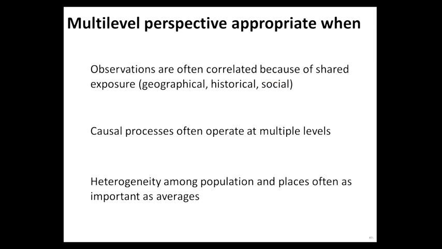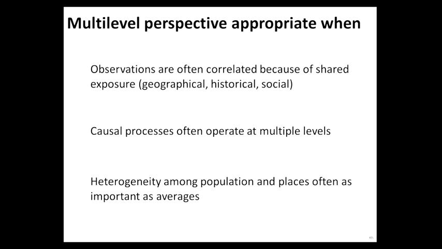So to wrap up, the take-home message from this module, from this part 3, is that multi-level perspectives are very appropriate when these 3 things are of importance to the researchers. Number 1, you find that the observations, or you anticipate that the observations that you plan to analyze, are correlated. And they're correlated because of some shared exposure. And that shared exposure could be due to geography, could be due to institutions, could be due to history, could be due to social processes.